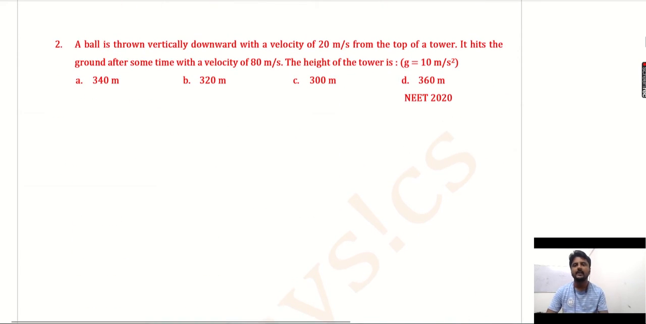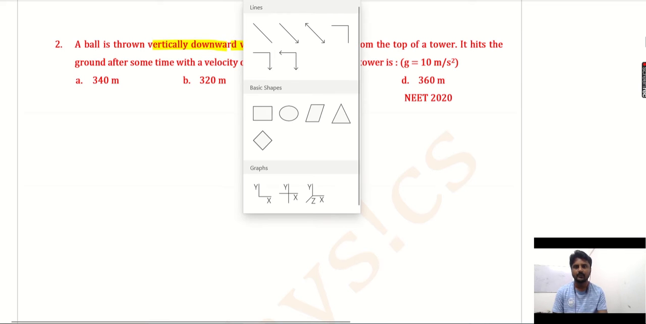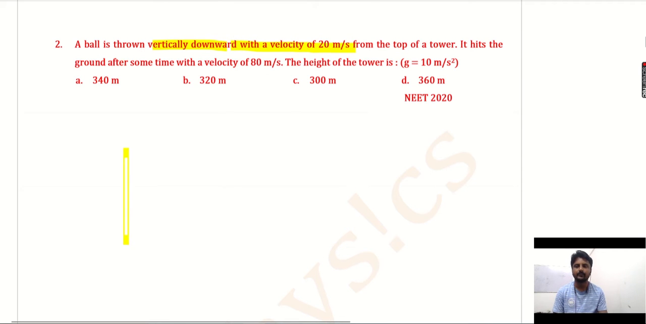Follow these steps. Next: a ball is thrown vertically downward with a velocity of 20 meter per second from the top of a tower. So let's say we have a tower here, right? From the top of the tower, a ball is thrown in the vertically downward direction with velocity 20 meter per second. It hits the ground after some time with velocity 80 meter per second. So just before hitting the ground, its velocity is 80 meter per second. Let's say the height of the tower is h. We want to find the height of the tower. So this is the initial point.